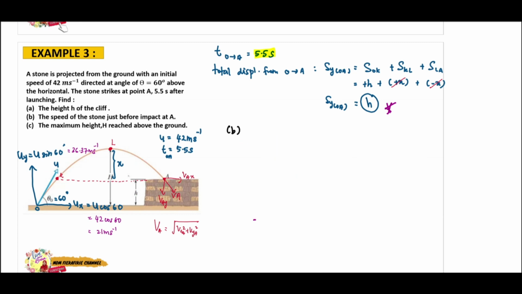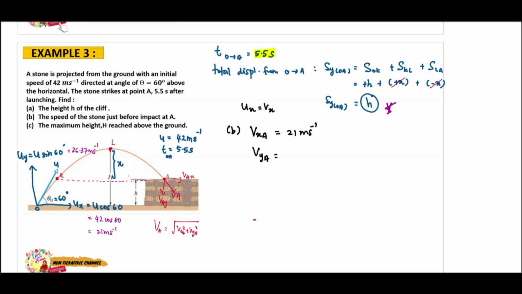Okay, so since we want to find what is VXA, so remember for the projectile motion, UX is always equal to VX. So ingat lagi for projectile motion, for the X component, UX equal to VX. Therefore, VXA kita akan dapatlah equal to UX, di mana UX kita dah kira tadi 21 meter per second.